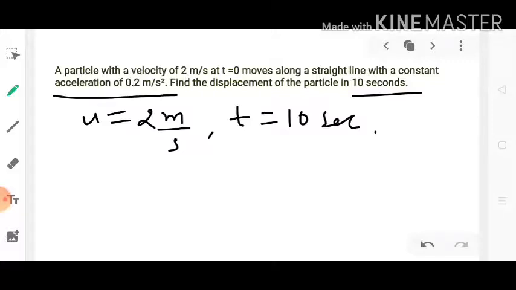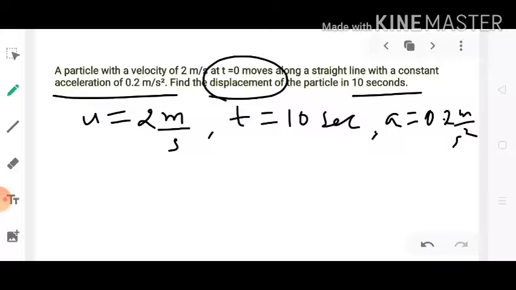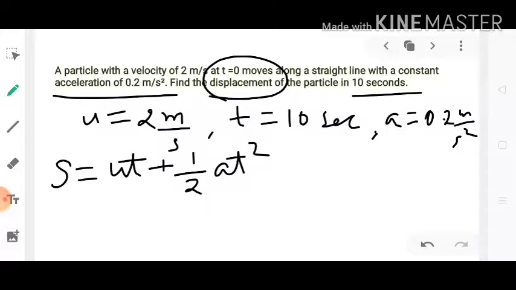What is the acceleration? a is 0.2 meter per second square. Now we have these three values, and using this we have to find out what? Displacement. So can you identify which equation? s equal to ut plus half a t square. It is the second equation of motion. So using this formula, let's substitute the values.